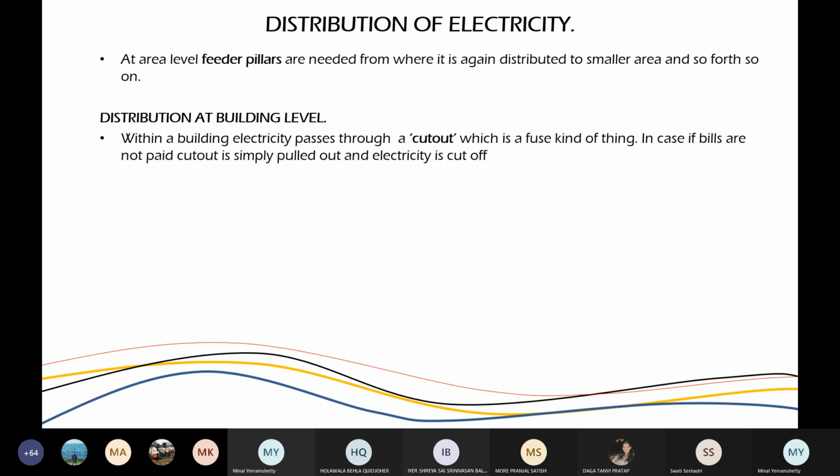Now see this. What was the cutout in our water supply? Just read the sentence. Within a building, electricity passes through a cutout, which is a fuse kind of a thing. In case bills are not paid, the cutout is simply pulled out and electricity is cut off. What was the cutoff in the water supply? If you don't pay the bills, anyone remember? Stopcock. Yes. Where was the stopcock, inside your building or outside?